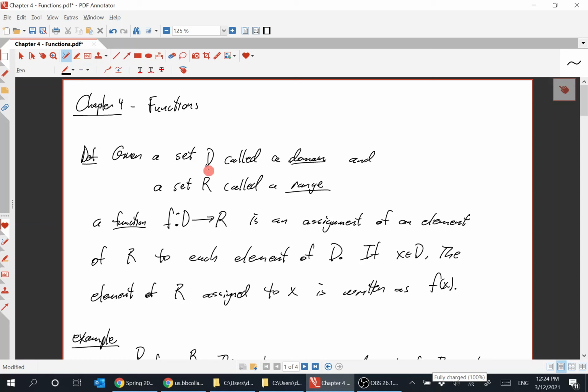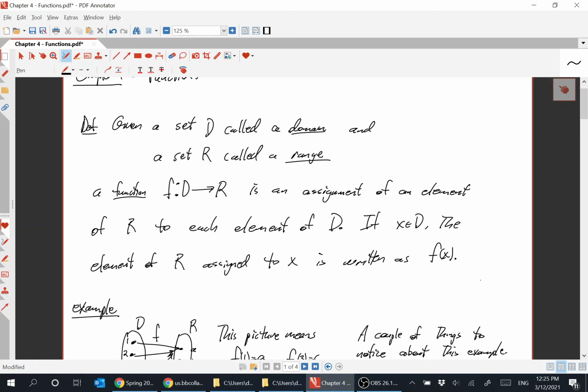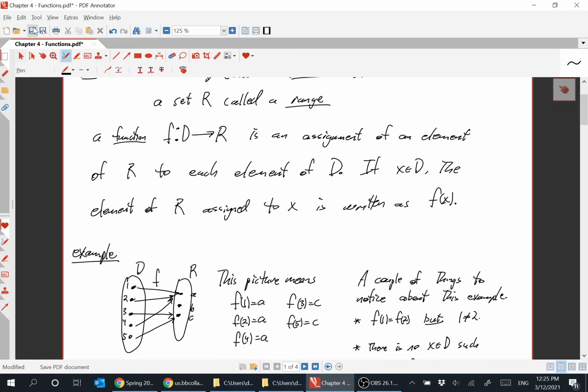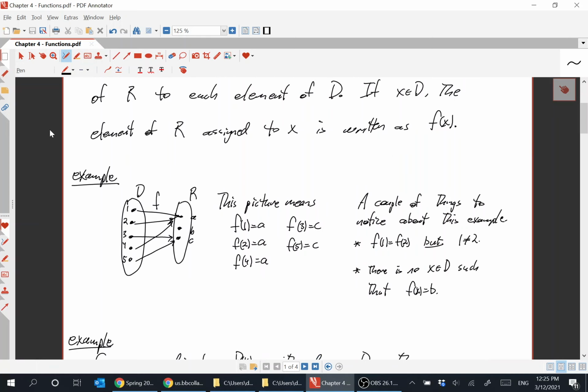So given a set D called a domain and a set R called a range, a function f from D to R, so f: D → R, is an assignment of an element of the range to each element of the domain. If x is in the domain, the element of R assigned to x is written as f of x. So this is something more general than the algebraic notion of functions that you started learning in high school and dealt with in calculus and all that stuff. This is a much more general notion.